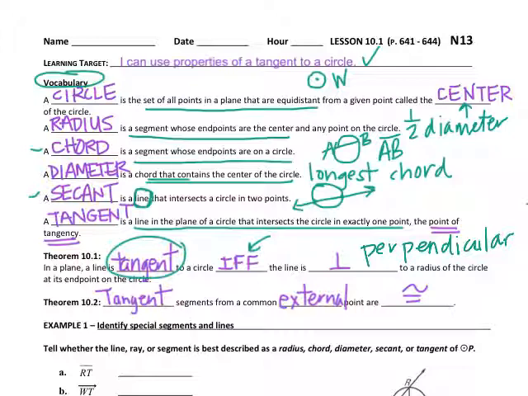Theorem 10.2 says tangent segments from a common external point are congruent. Again, we're going to take a look at an example of this as well. So now that we have the basic information that we need to continue, we're going to take a look at a few examples. There are 4 examples that we're going to do, and then of course there are some practice problems I'd like you to try on your own.